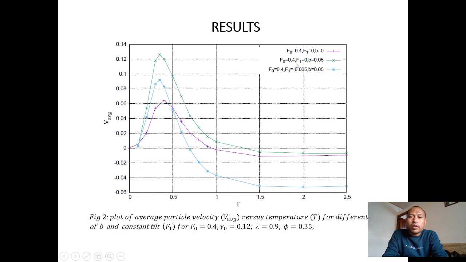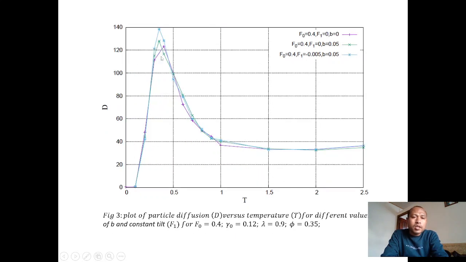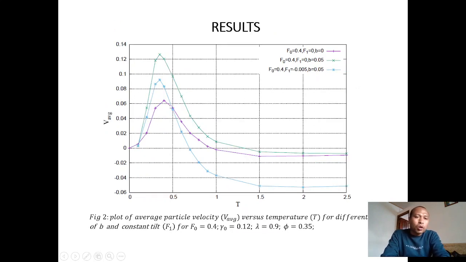Now in the second plot, we have included a small asymmetry without tilt, a small asymmetry of 0.05 for the same periodic force 0.4. And if you look here, the ratchet current we have obtained here increased substantially. And it is almost twice the earlier one without asymmetry.